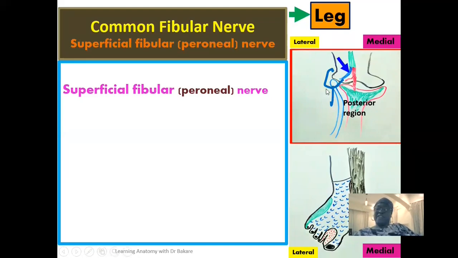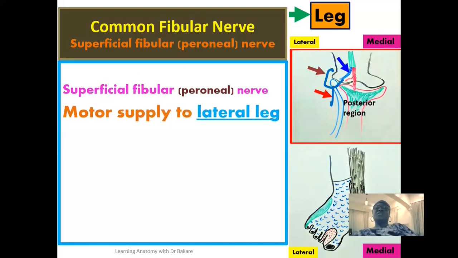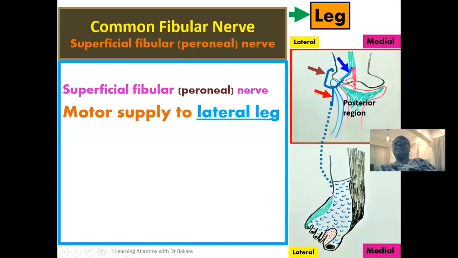At this point, it finally gives off a superficial fibular nerve or a superficial peroneal nerve, and also a deep fibular nerve or a deep peroneal nerve. So you see these two terminal divisions of the common fibular nerve after wrapping around the neck of the fibula. And this is what is presented here in this image. So the superficial fibular nerve or the superficial peroneal nerve is seen to give off motor innervations and also sensory innervations. So along this course, you see that this nerve will run down the lower limb.